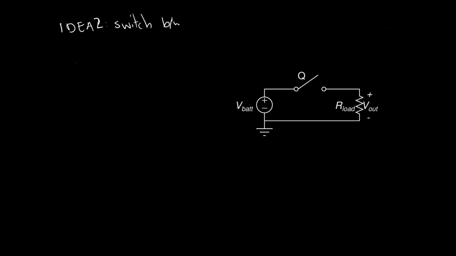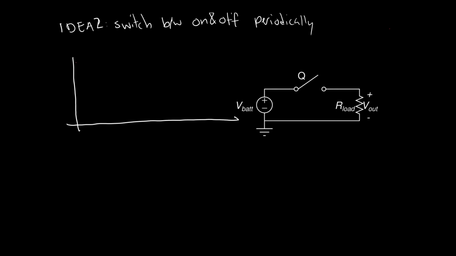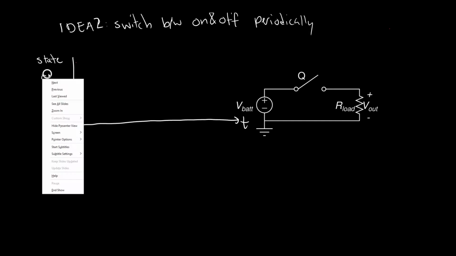between on and off periodically, right? So instead of just having the switch Q on or off forever, instead what we'll do is go on and off at some regular intervals, right? So what does this look like? Well, to explain, I will plot the state of the switch over time. By the state of Q, I mean whether it's on or off.